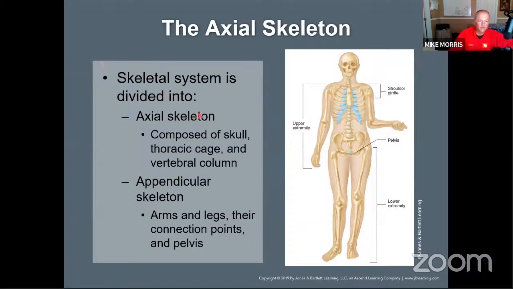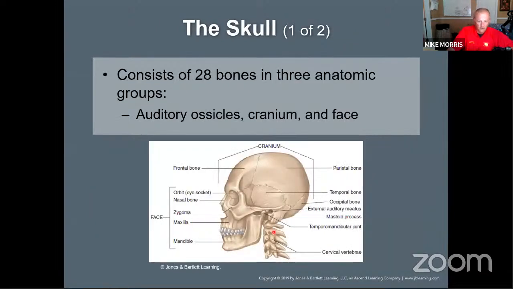So here, you know, your axial skeleton, right? What is composed of your skull, thoracic cage, and vertebral columns, right? So it's everything that provides the support to the appendicular skeleton, which is your appendages, your arms, legs, stuff like that. Go back over and know your facial bones, know these bones here, your cranium, your parietal, temporal, occipital.